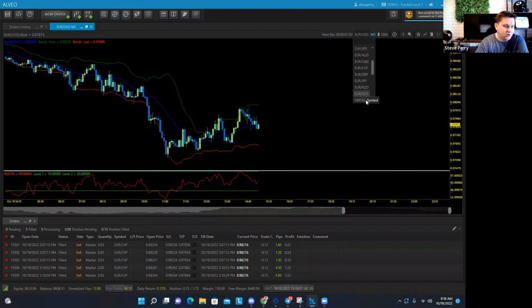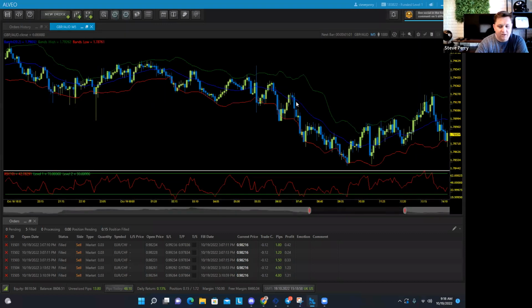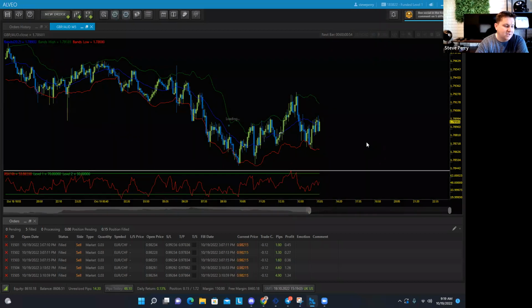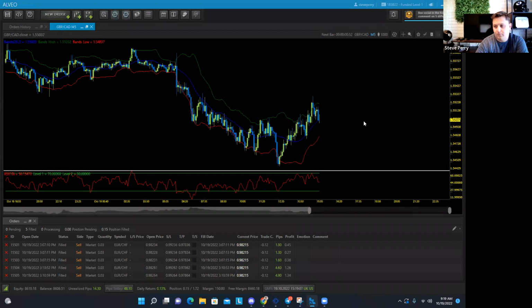We haven't traded the euro dollar in a while, and that's kind of the original currency pair to trade the banker's close, is the euro dollar, but it's all good. It's all good.